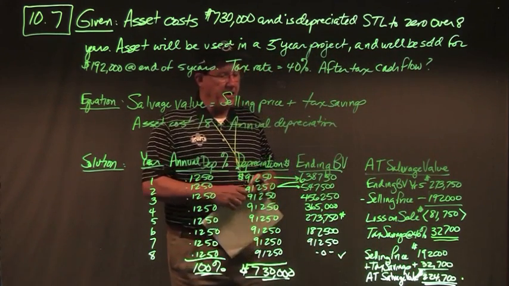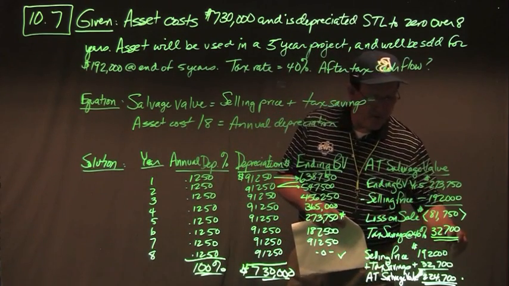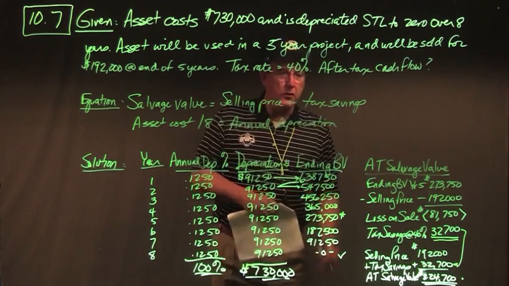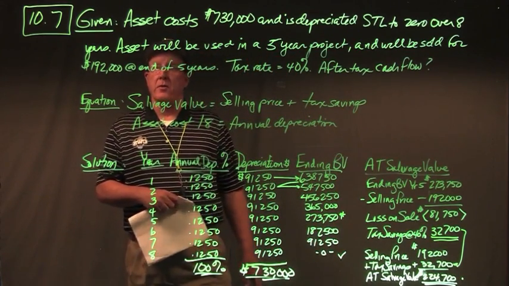That'll be coming in addition to the selling price of $192,000 plus the $32,700. So my after-tax salvage value is $224,700. $224,700 is your answer to problem number 7.